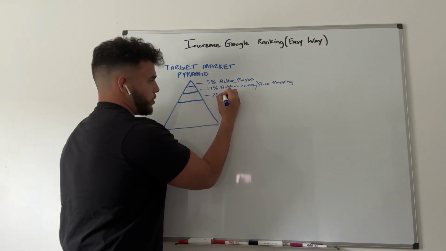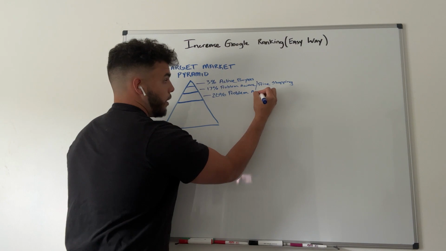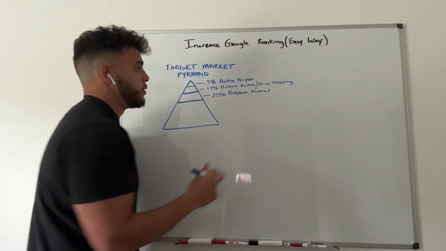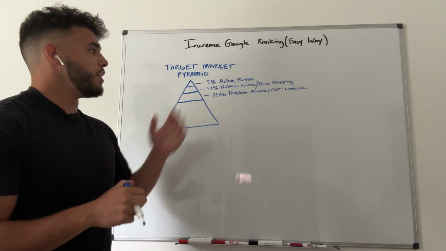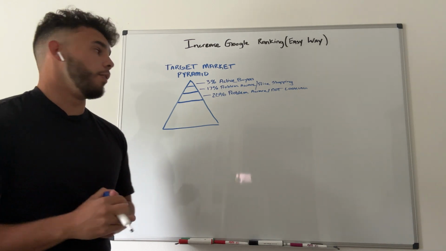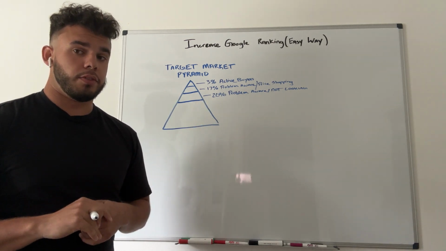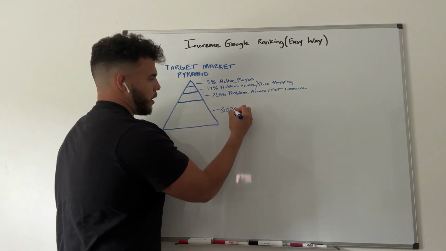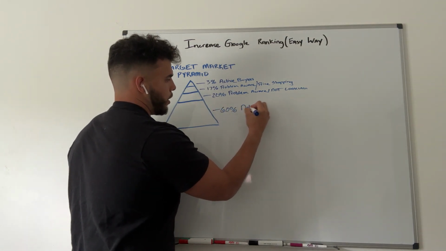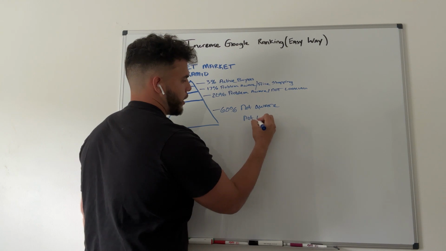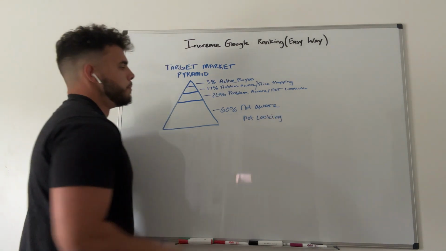The next 20% are problem aware. However, they're not actively searching for the solution. 3% active buyers, 17% they're problem aware. They're looking around. 20% is problem aware, but they're not looking for your solution. Bottom 60% are people who are not aware and they're not looking, obviously, because they're not aware of the problem.